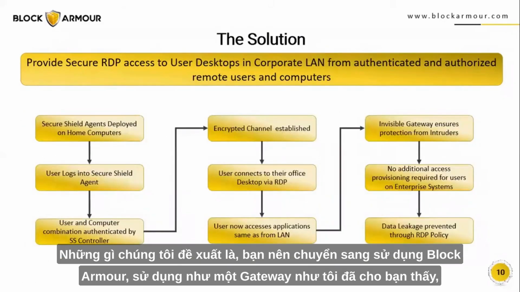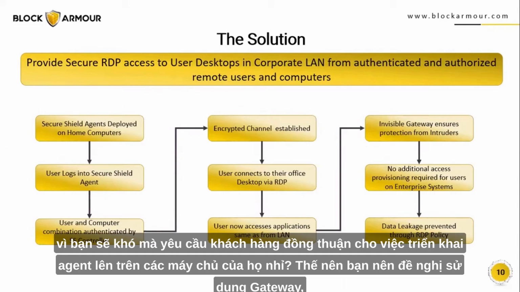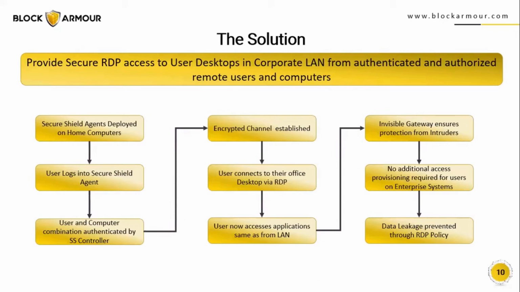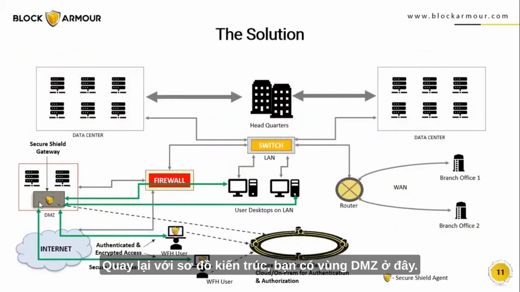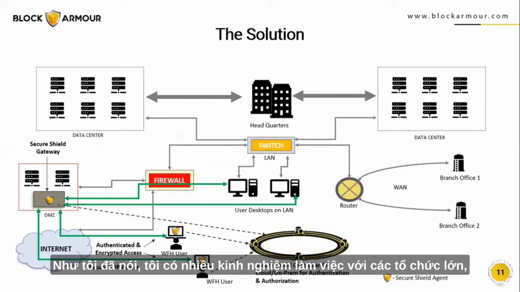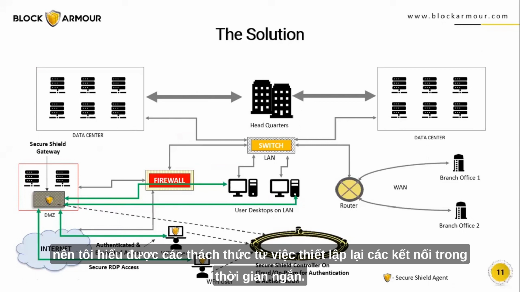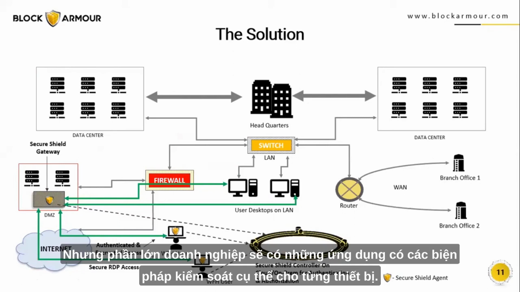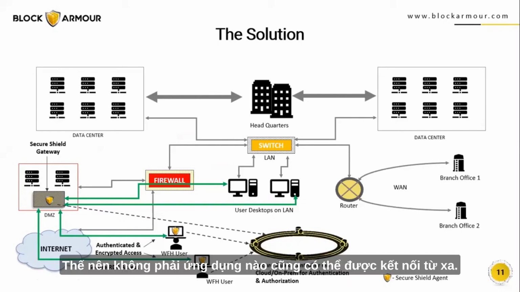So what we are saying is, you can use BlockArmour. Use, like I said, the gateway option that I showed you, right? Because you can't at this stage ask customers to go and deploy agents on their servers. So you use the gateway option, and you can allow remote access in a secure manner. I'll talk about how we exactly do it. If I go back to the architecture diagram, you have an organization's DMZ, right? And the best part about large organizations is a lot of accesses are already given to the desktops. Now, again, like I said, I come from a large organization background, so I know the pain of trying to rewire these accesses in such a critical time. You won't believe it, but many organizations have applications which have specific controls for the desktops in the LAN. So those applications just cannot be accessed from remote.